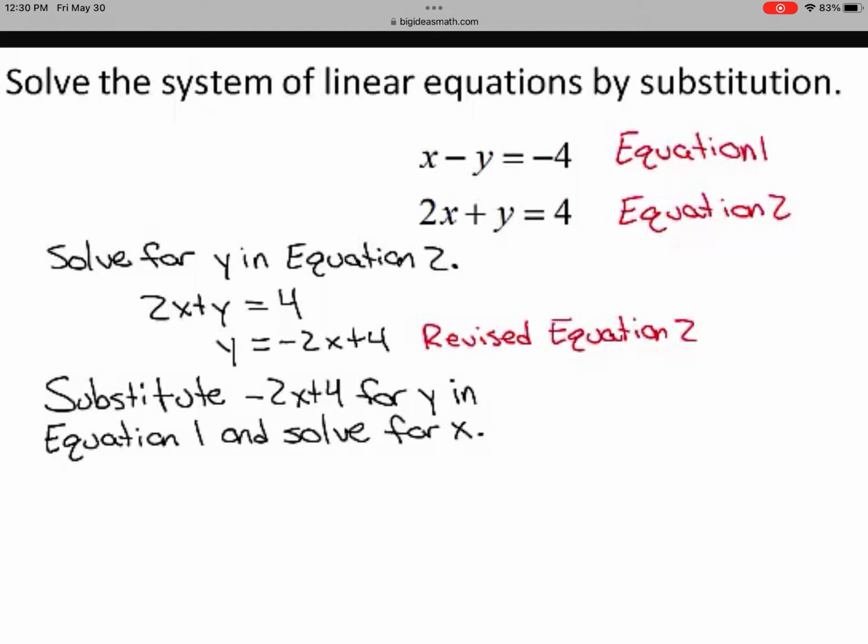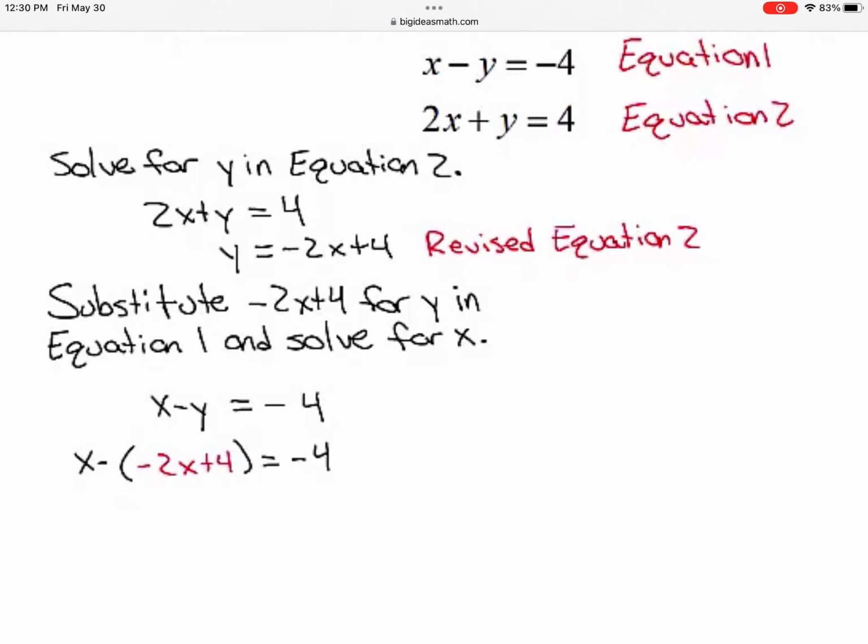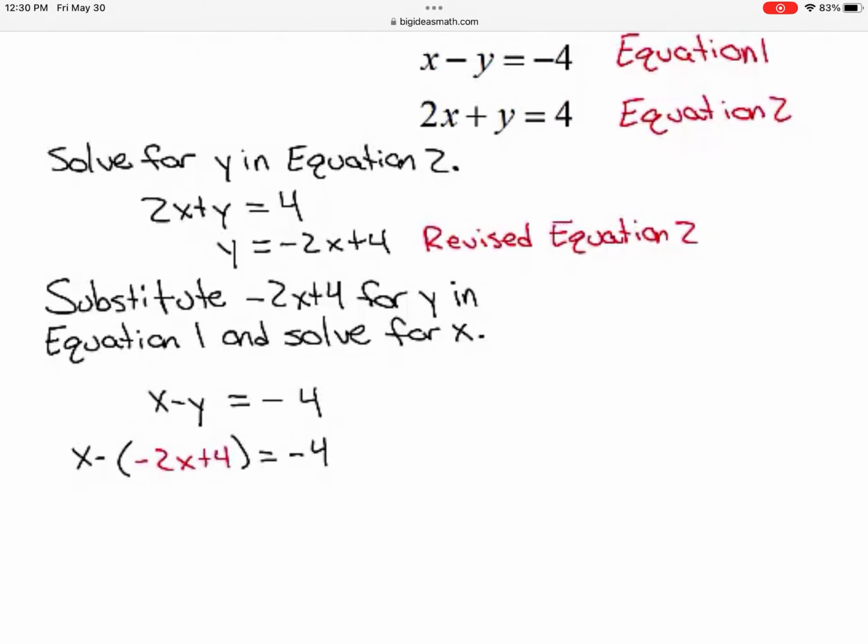Next, substitute negative 2x plus 4 for y in equation 1 and solve for x. First write the equation. x minus y equals negative 4. Substituting negative 2x plus 4 for y gives x minus the quantity negative 2x plus 4 equals negative 4, which can be rewritten as x plus 2x minus 4 equals negative 4. Because x plus 2x equals 3x, 3x minus 4 equals negative 4.